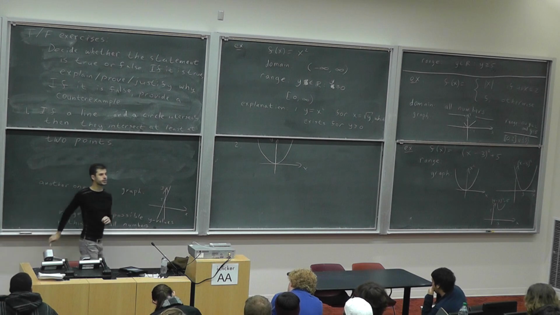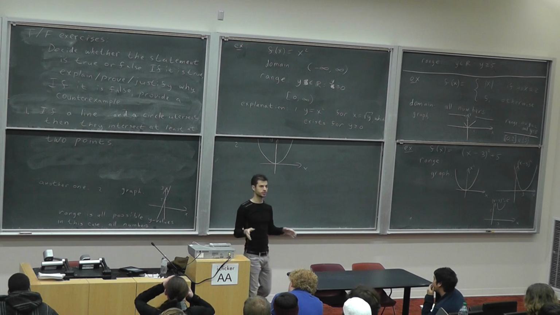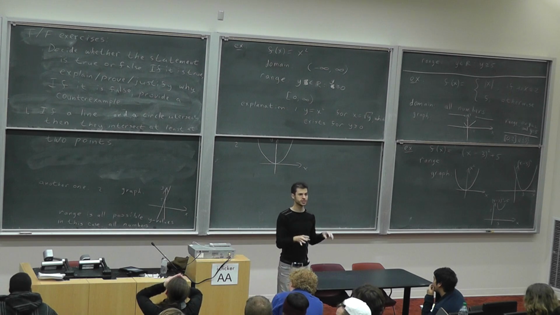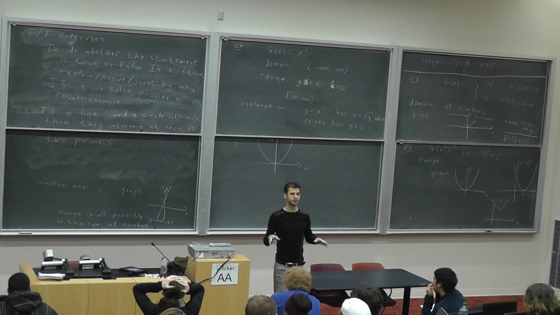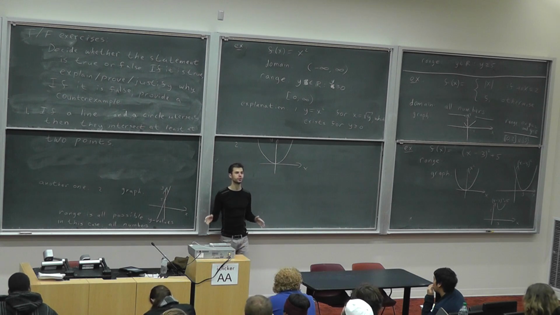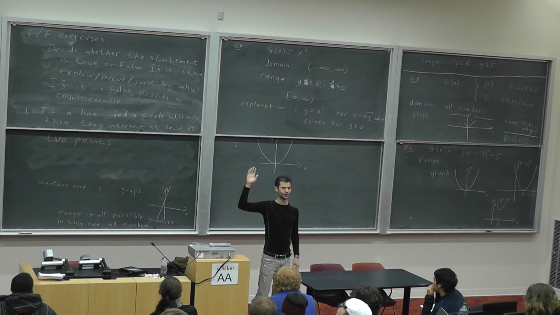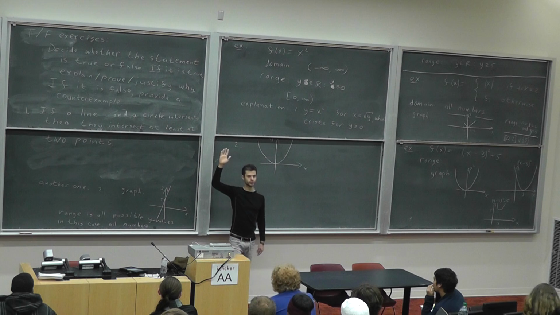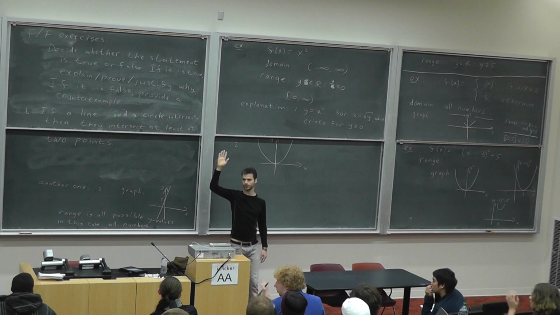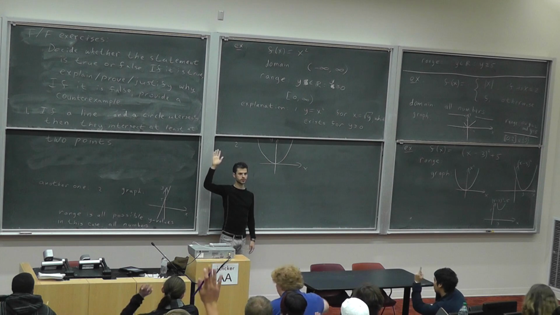So here's a statement. It reads, if a line intersects a circle, or if a line and a circle intersect, then they intersect at least at 2 points. So let's decide, is it true or is it false? Let's vote. Who thinks it's true? Okay. Who thinks it's false?